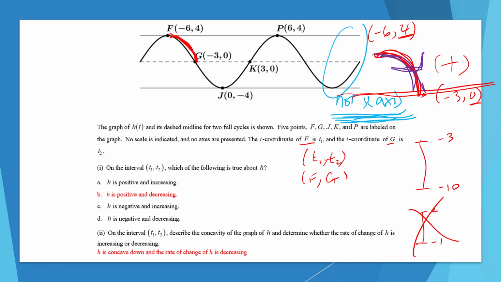It's going down as you go from left to right. So this function should be positive and decreasing, making B the correct answer there. So that's part 1. This question will always be the same answer choices.